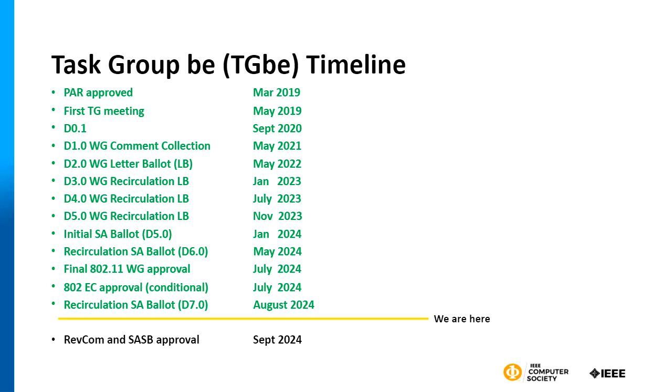So the timeline for TGbe is essentially shown here. We are at the end of our project. We recently received the EC conditional approval to move the draft to RevCom, which is expected to happen in September 2024. And once that is concluded, the draft is going to be considered published and will be incorporated in the 802.11 main draft.